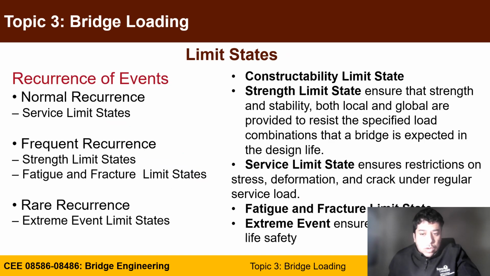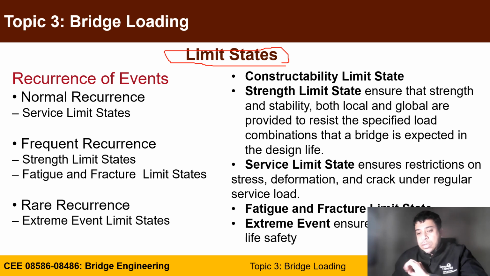Make sure that when you multiply them up, you also don't go more than 1.05 or less than 0.95. Let's now cover the limit states, which we mentioned throughout the last 24 slides. We do have what is called recurrence of events. So let's say we mentioned the live loads, temperature, wind, earthquake. We need to find a way to define limit states, which will also result in the load combinations that we will design for.